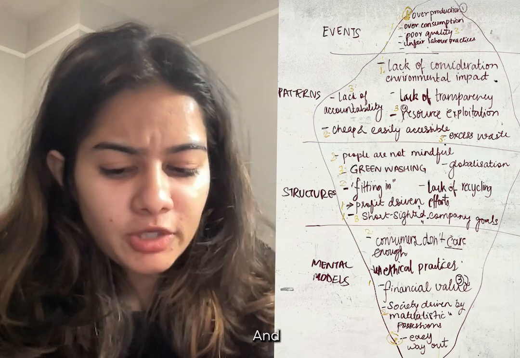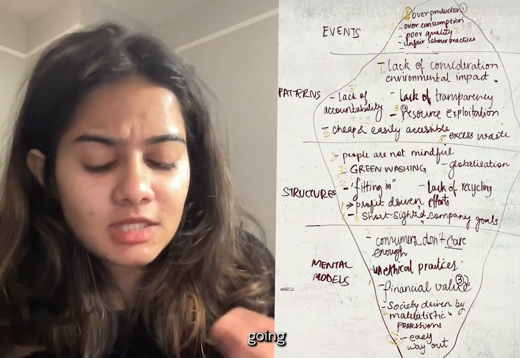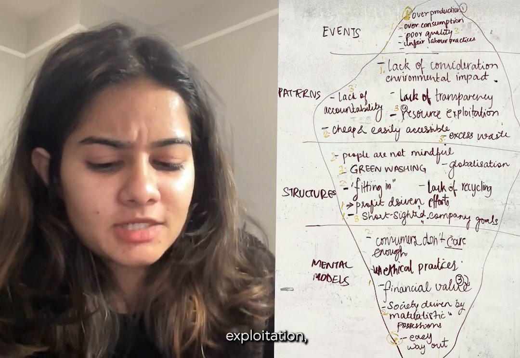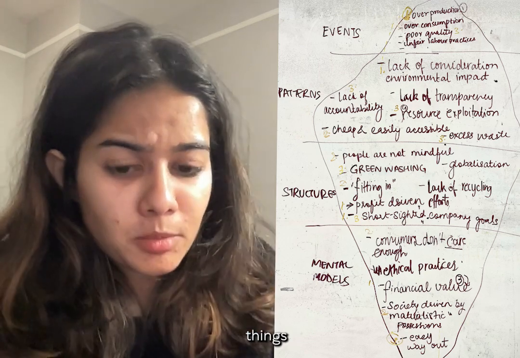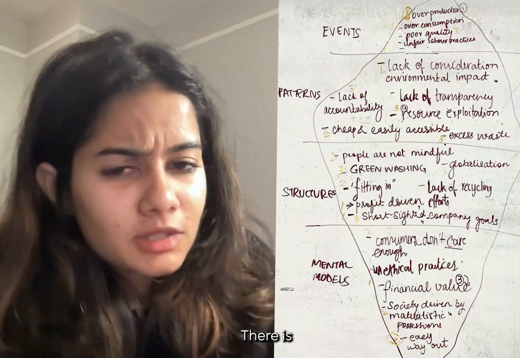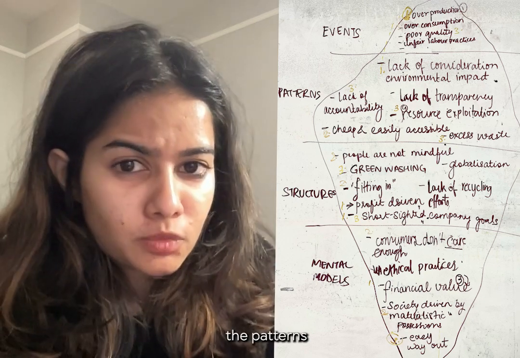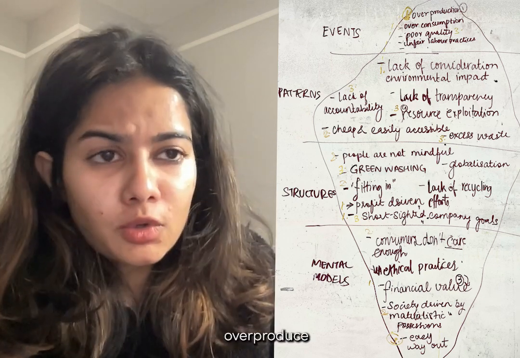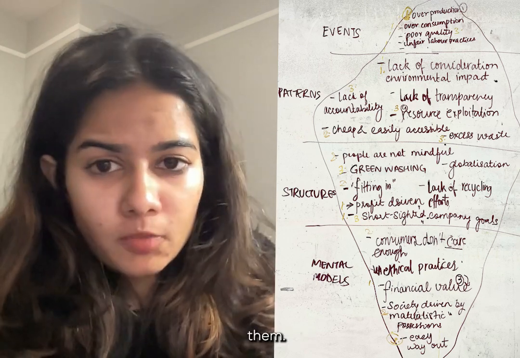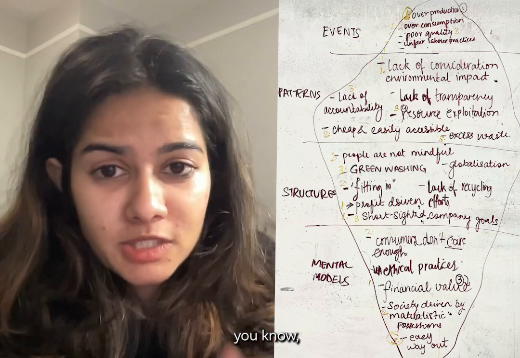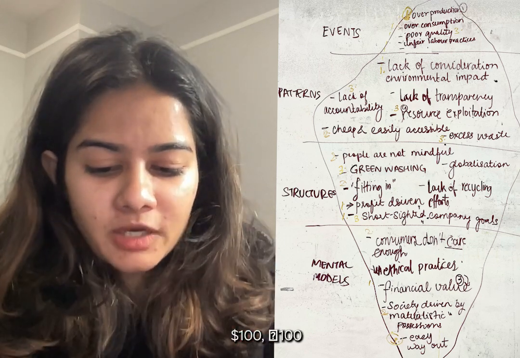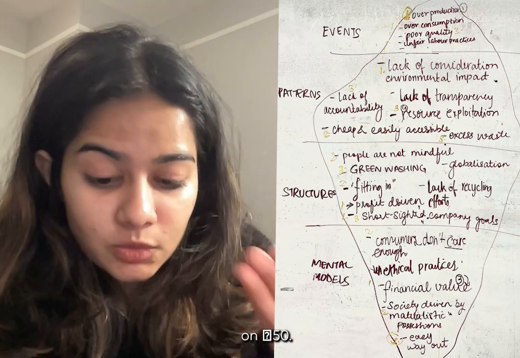There is resource exploitation, cheap and easy, because these things are cheap and easily accessible. There is excess waste, there is easy labor, there is cheap labor. So these are all the patterns because of which you can easily overproduce clothes, you can easily overconsume them. Shein clothes are, just like you can find a good top for 100 rupees, 150 rupees, and yeah, so these are the patterns that are leading to these events.